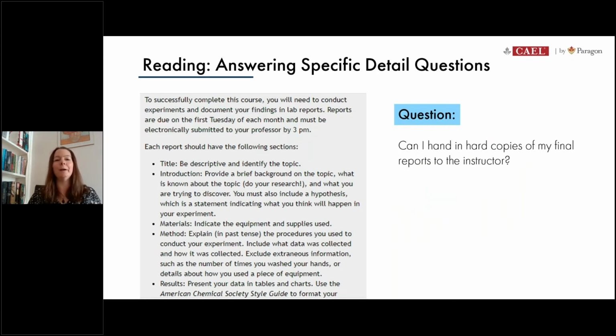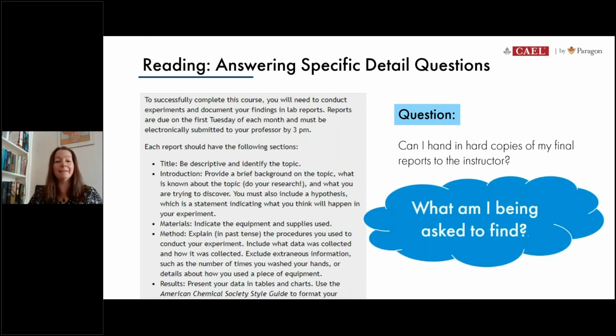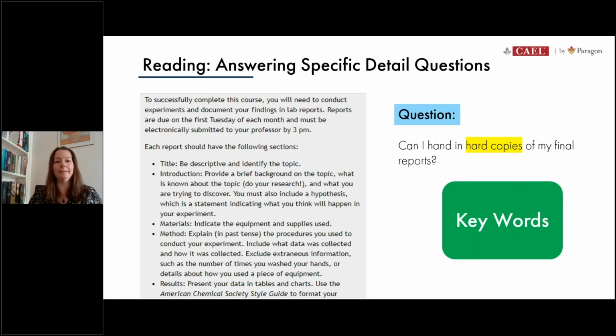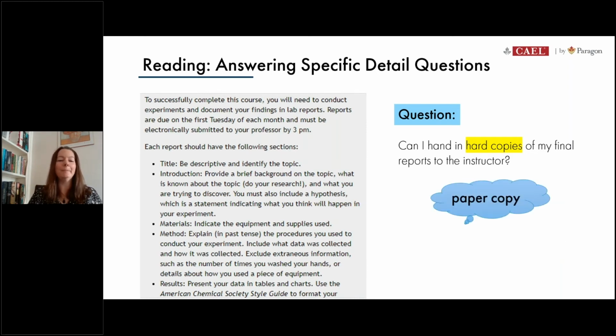Let's try a slightly more complicated question this time. So this time our question reads, can I hand in hard copies of my final reports to the instructor? Again, we're going to start off with deciding what it is we're looking for. What is it that we need to find? The keyword that I would focus in on first here would be hard copies. That's the basis of what the whole question is surrounding. I know as well that hard copies are also paper copies. This is just another way to say the same thing.